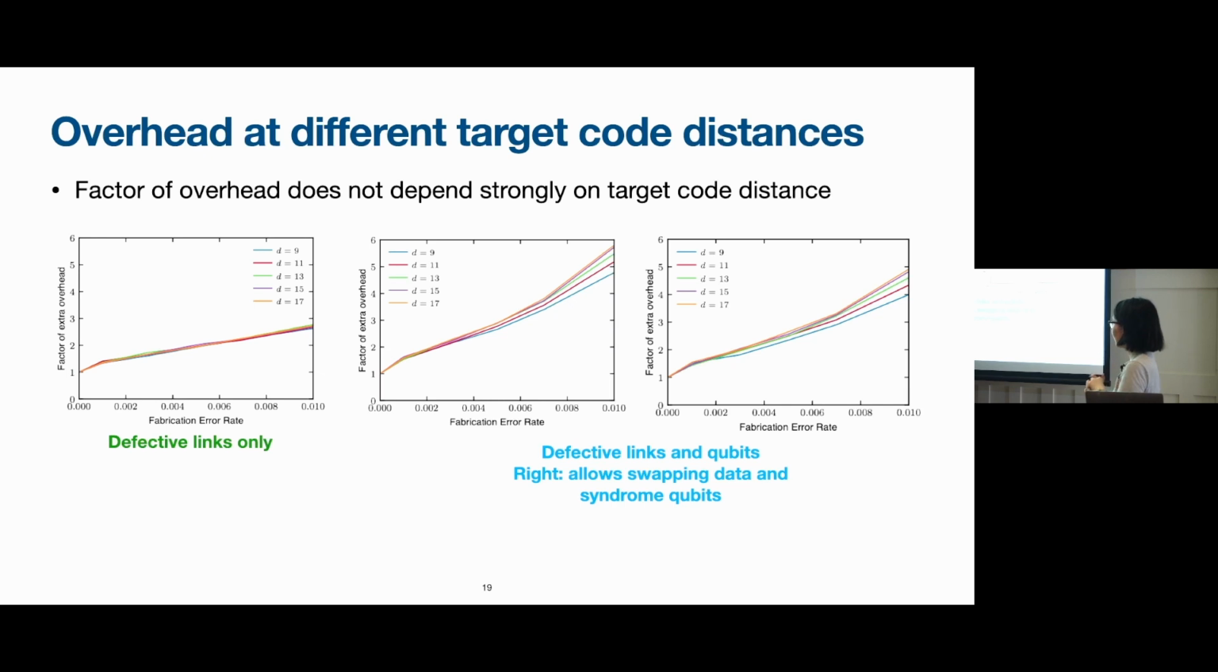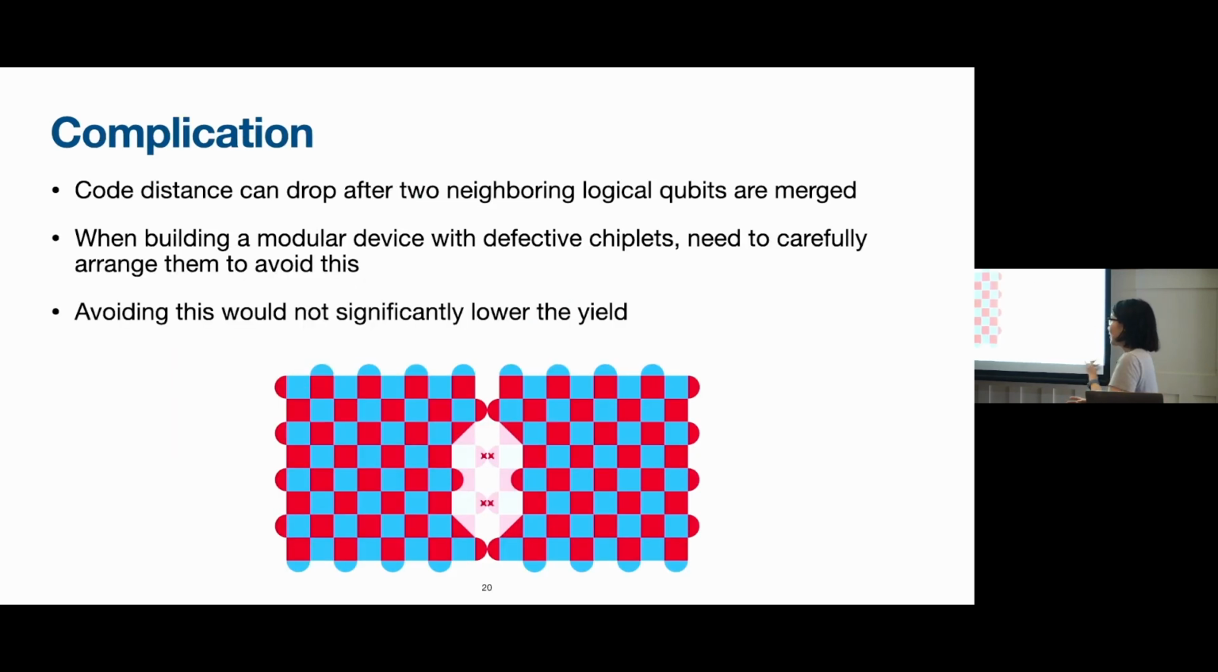And for both of the error models that we were using, the resource overhead under a reasonable assumption of defect rate is always a small constant number, which is, I wouldn't say it's not expensive, but it's just not as expensive as the exponential curve that you will get without modularity or without any tolerance to defects at all. But there is a complication that I didn't explain in previous slides, which is if you don't position your chiplets carefully, then this situation might occur.